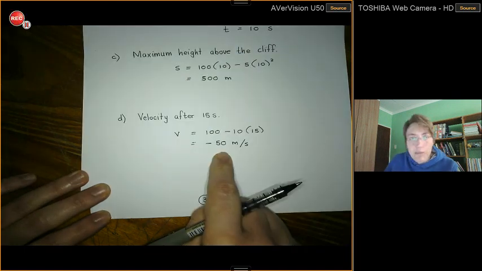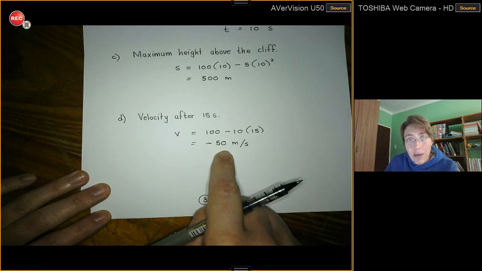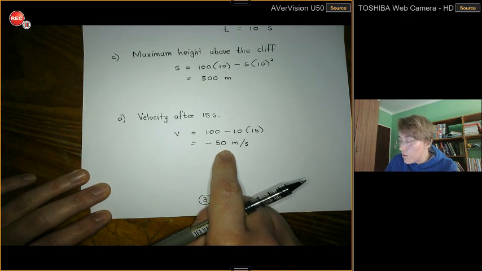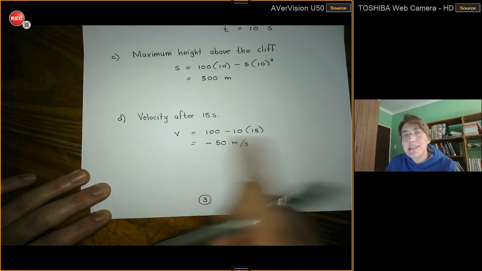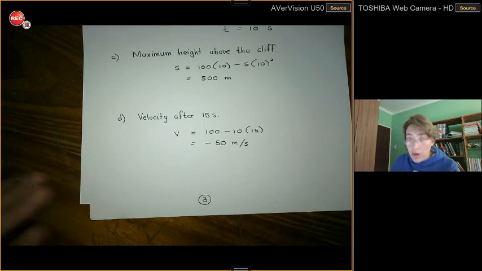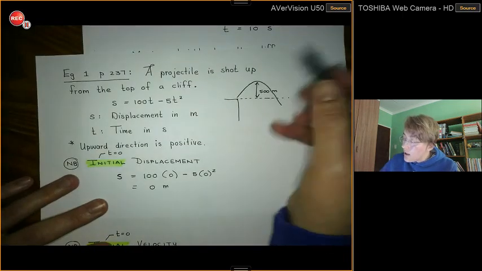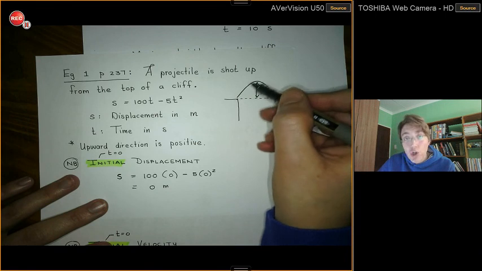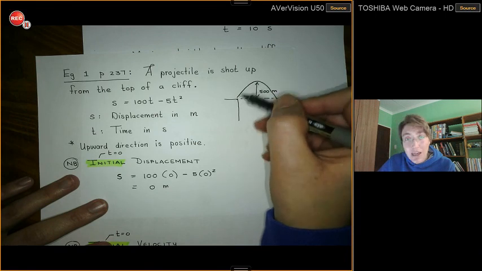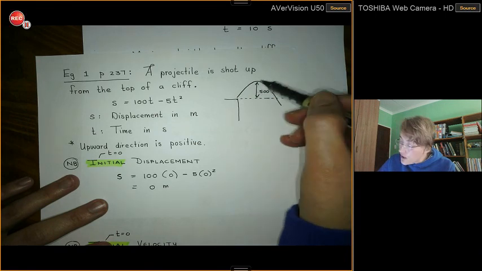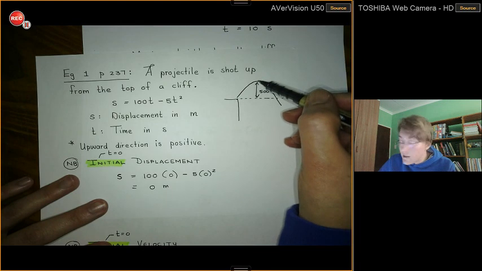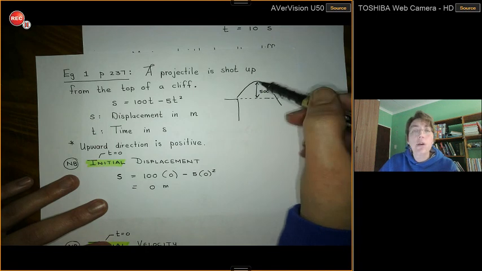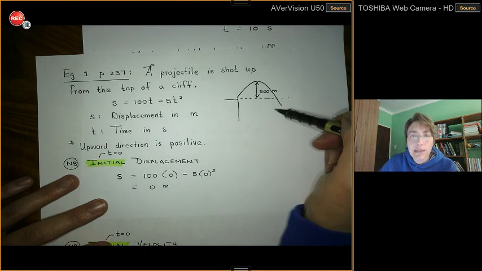Now that negative 50 meters per second just indicates that at that point in time, this projectile or cannonball is falling down. Because again, if you look at the diagram that I drew over here, initially it's got a positive gradient, so a positive rate of change, so a positive velocity, meaning it's moving upwards. It reaches its maximum height above the cliff, and then after that, so after 10 seconds, it starts falling down, which means it's got a negative rate of change. It's got a negative gradient, which means it's got a negative velocity.